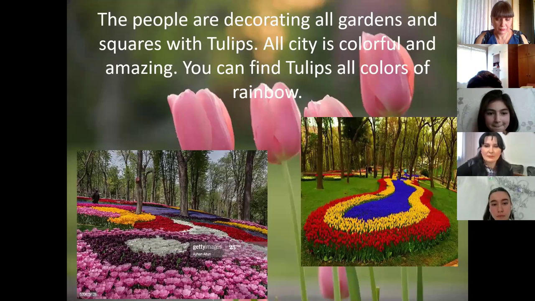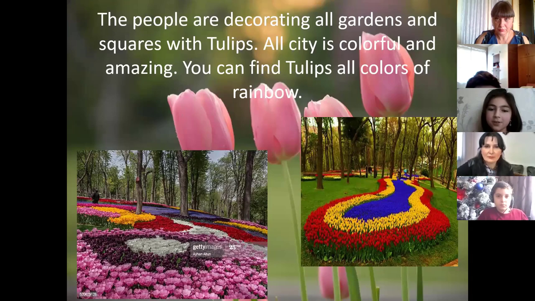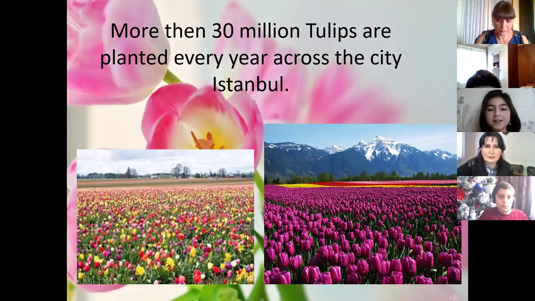The people are decorating all gardens and squares with tulips. All the city is colorful and amazing. You can find tulips in all colors of the rainbow. More than 13 million tulips are planted every year across the city in Istanbul.